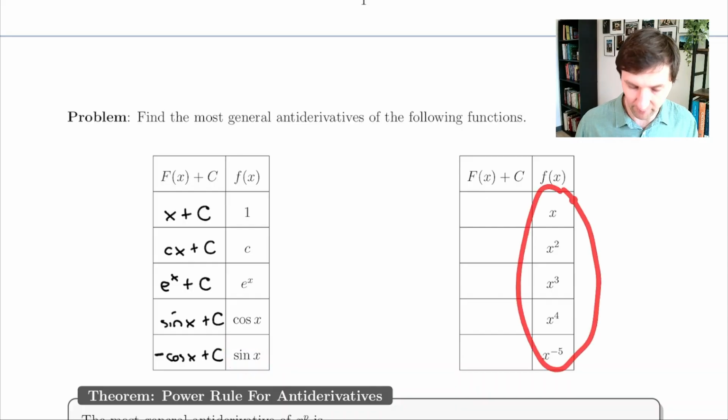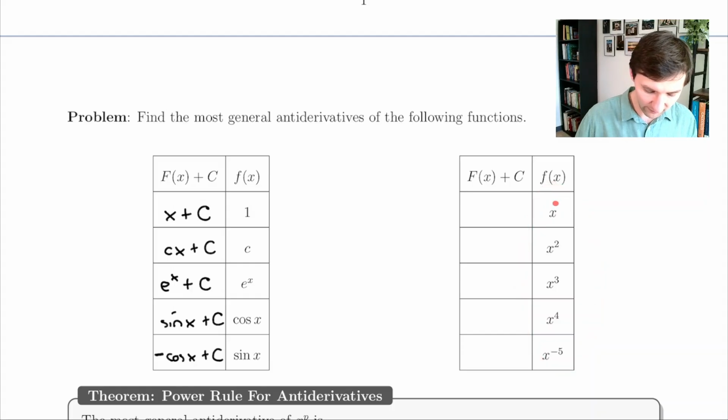Let's take a look at the examples on the right side. Antiderivative of x, I think maybe should be something like x squared.